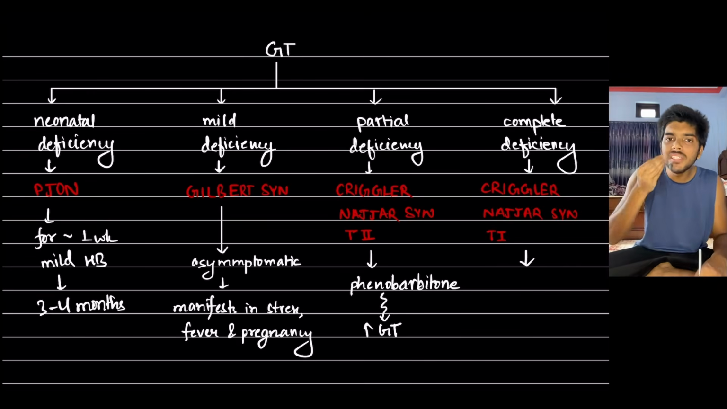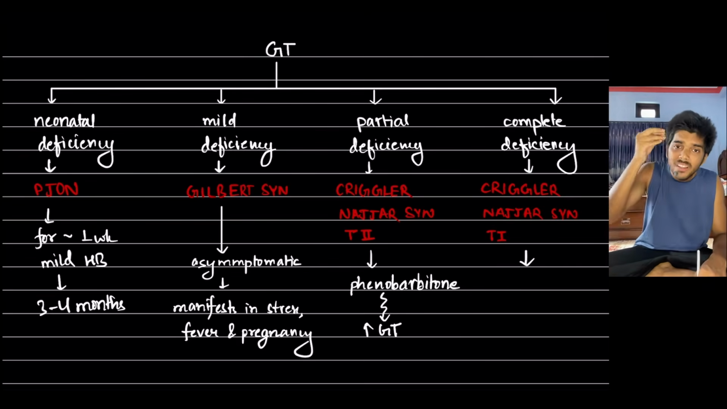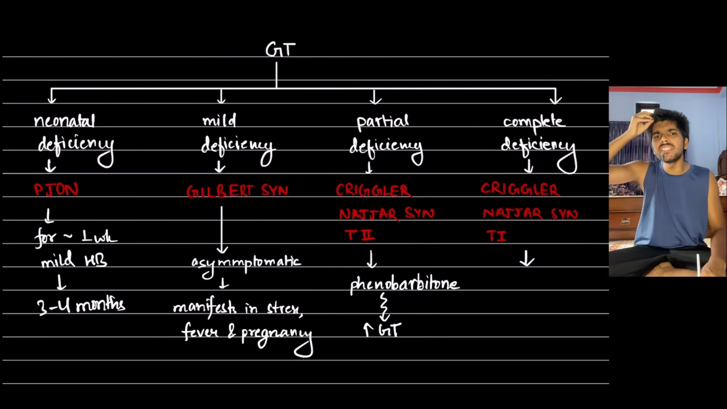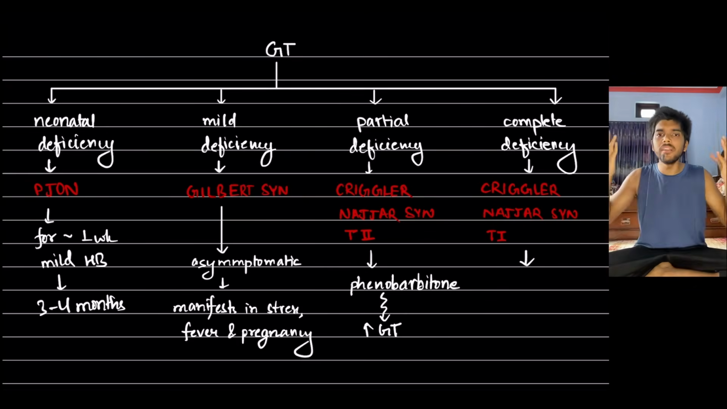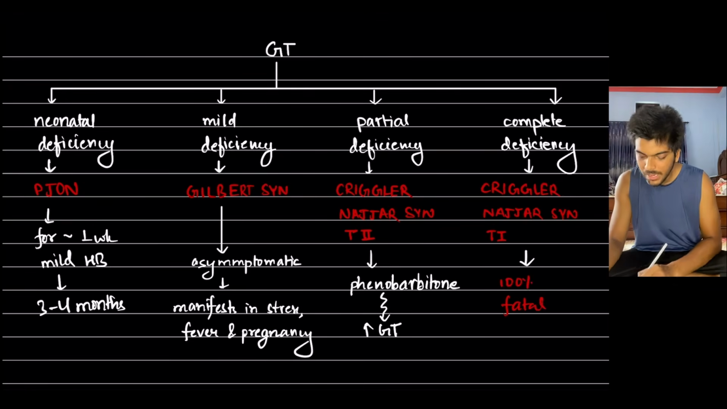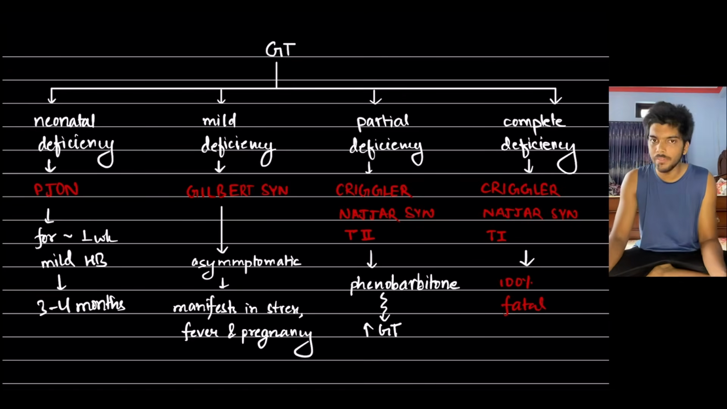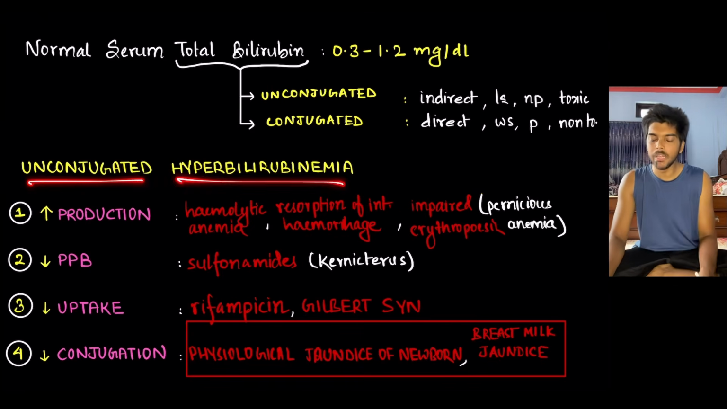There is no GT at all in the body. That means conjugation in this baby does not take place. There is no conjugation at all in the baby. There is huge increase or accumulation of unconjugated bilirubin in the blood. That is why this is 100% fatal. The baby dies. Okay, so that was all for unconjugated hyperbilirubinemia.